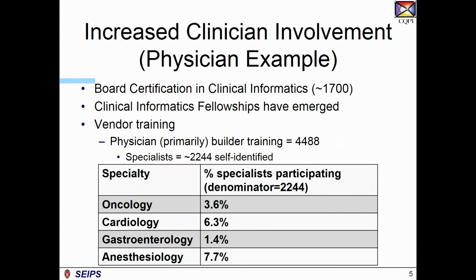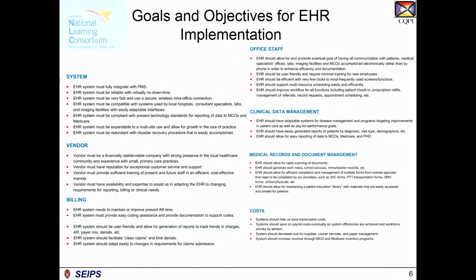So in an attempt to address the need for workforce capacity that has a clinical informatics background and training, there's now board certification in clinical informatics. There's fellowships. Vendors will offer vendor training. And here I just pulled some numbers from one of the vendors looking at a physician builder training. They also have clinician builder training. When you look at these numbers, roughly 4,500 have taken the training. Approximately half of that are specialists. Of those specialists that have completed the training, you can see where oncology falls, so those that self-identified as being in this specialty as compared to some of the other specialties. So we're building a workforce capacity to address some of these challenges as well.